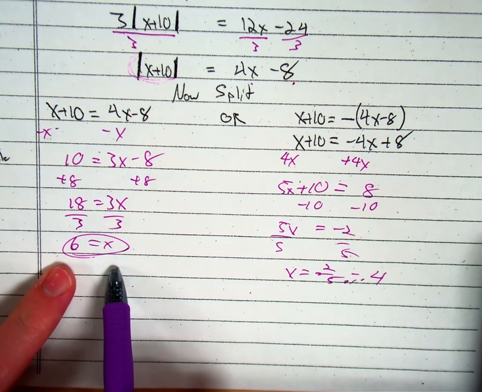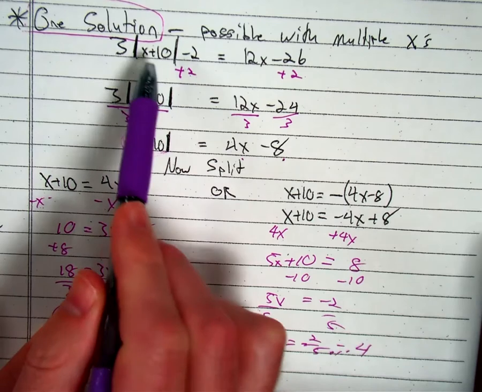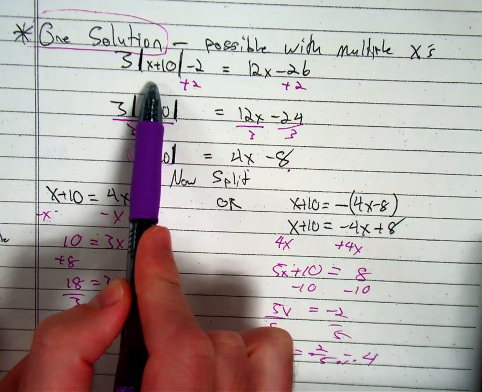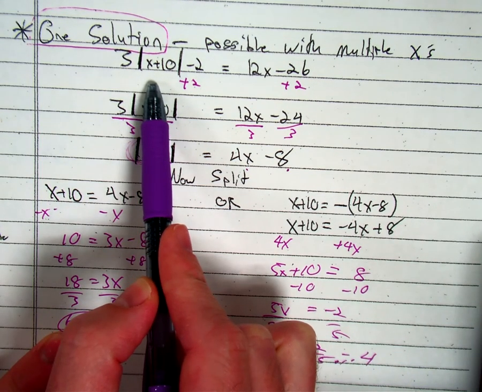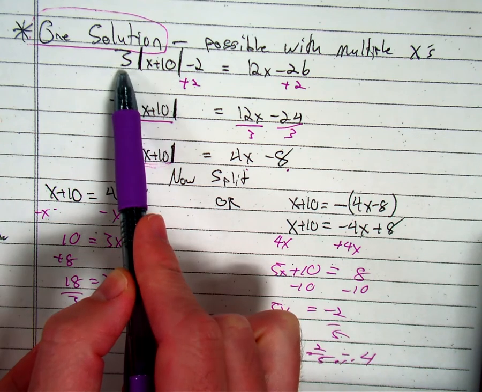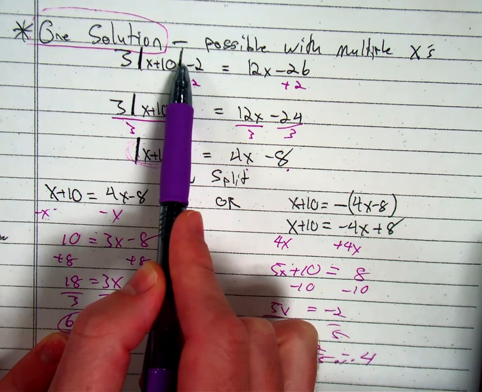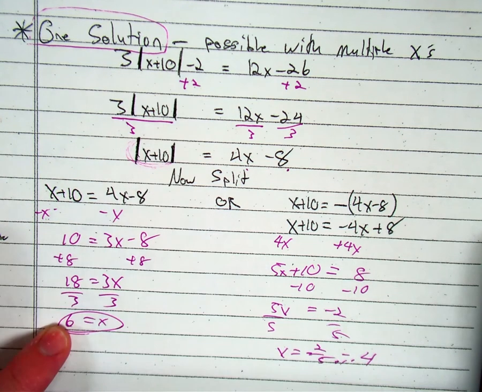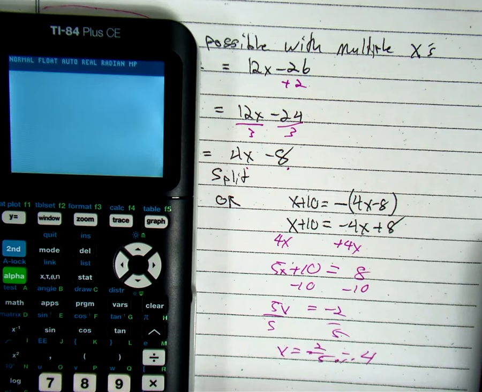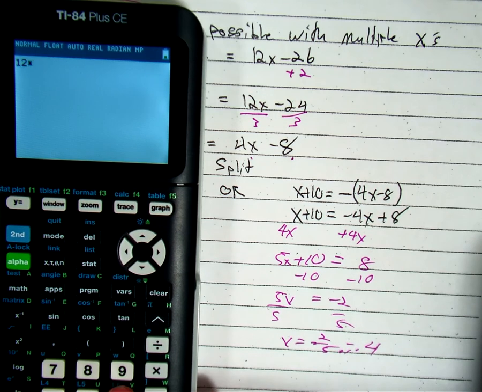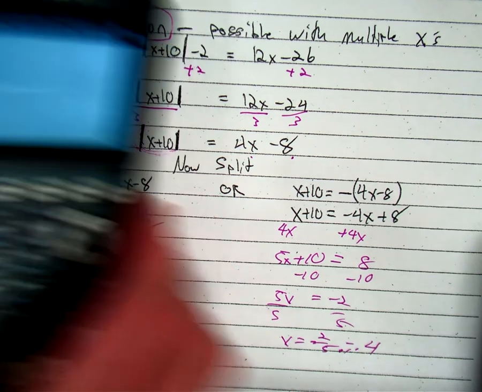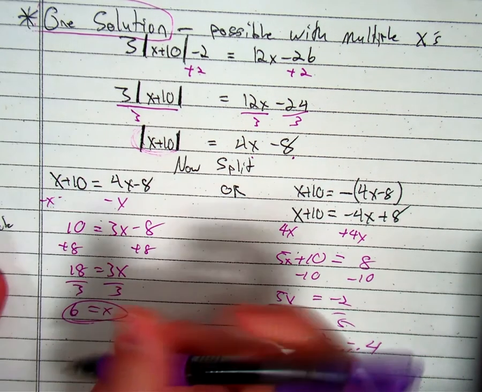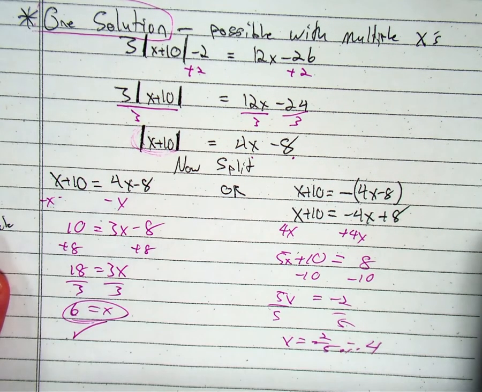So let's put 6 in. 6 plus 10 is 16. Absolute value of 16 is 16. Times 3 is 48. Minus 2 is 46. Okay, so we're thinking 46. A little bit bigger on the other side: 12 times 6 is 72. Minus 26, 46. So that one checked out.